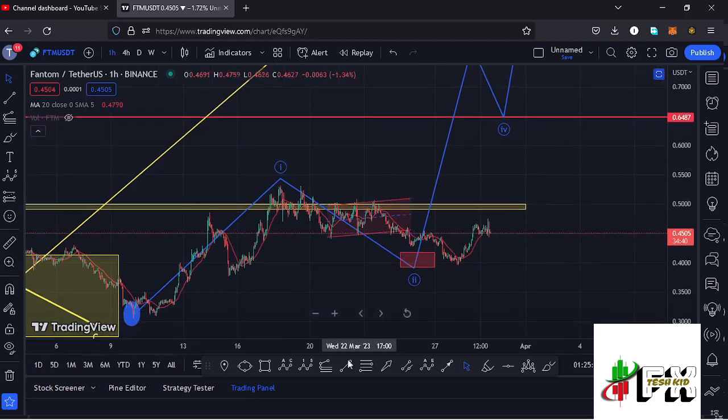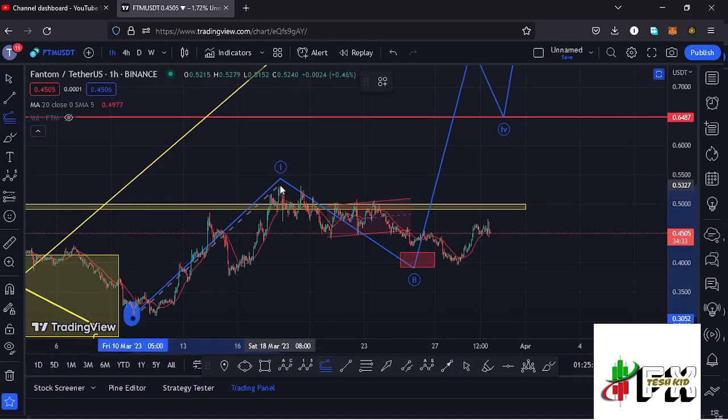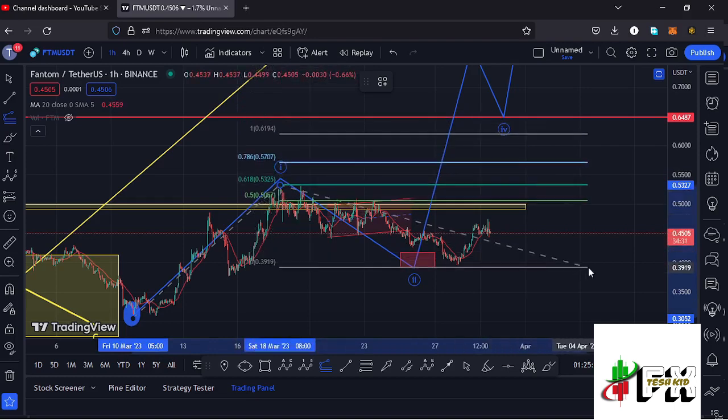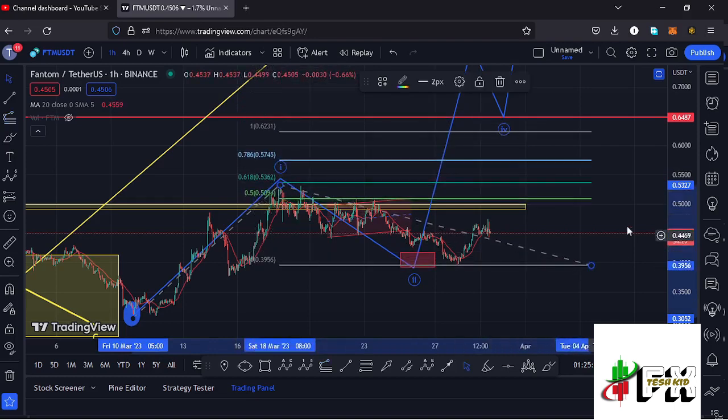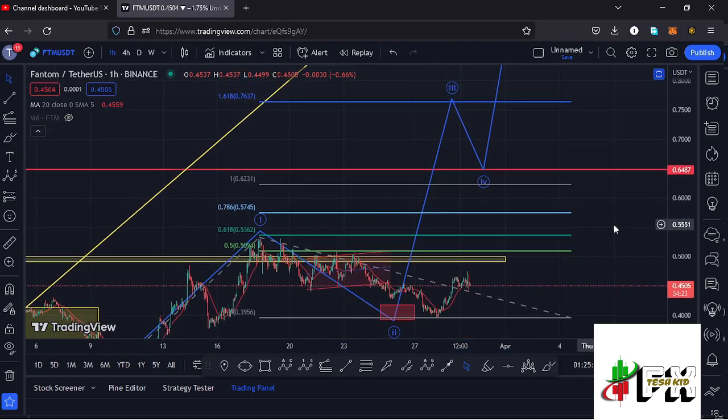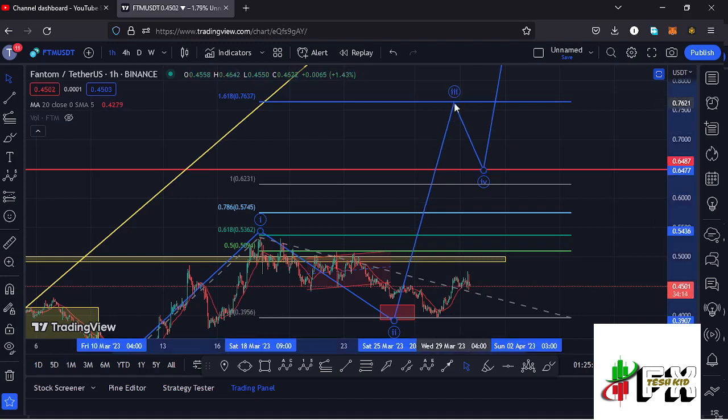Sketching out a target area to the upper side in the formation of that wave 3 using a trend-based Fibonacci, connecting it from the low of the first wave to the high of that wave 1, then dragging the fibs to the low of the second wave, that now gives me a target area to the upper side in the formation of this wave 3 at the fib level 1.618, and that is at around the $0.7637 mark, and that is the minimum that we can expect Fantom to do here on the short-term scenarios.